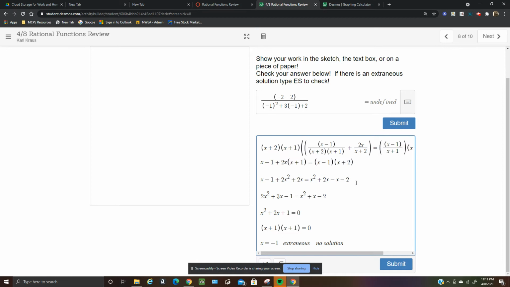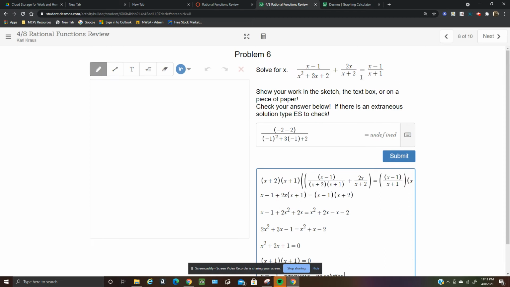Do the distributive property, combine like terms, and then get all the terms on one side. So I have to subtract x squared, subtract x, and add 2. Get x squared plus 2x plus 1. Factor that. Get x equal negative 1. But if I plug that in to either this denominator or that one, it makes a 0.